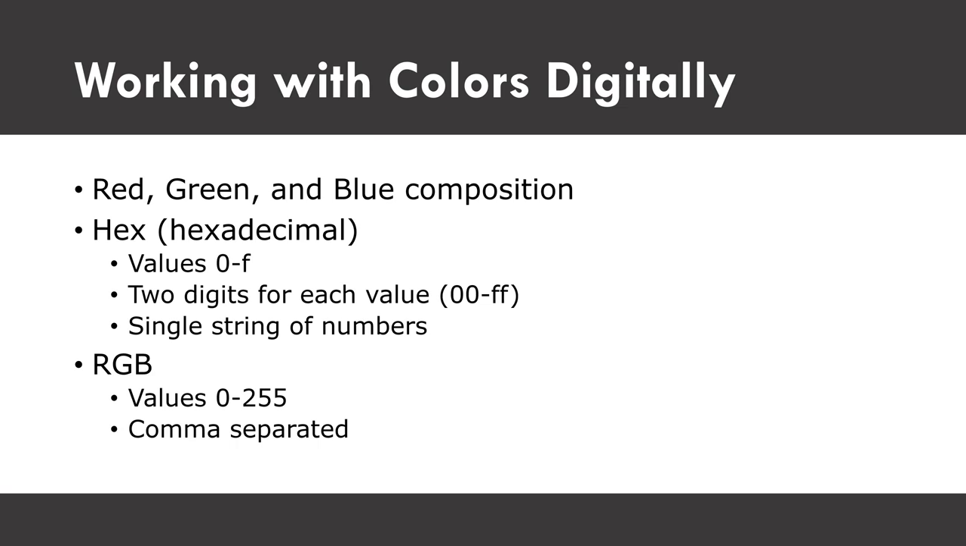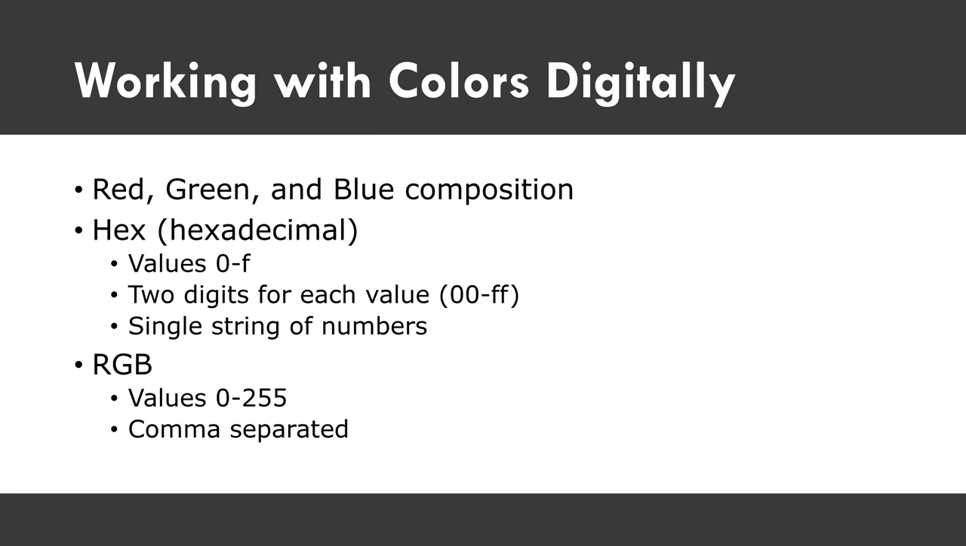On the digital side, colors are composed of 3 elements: RGB, red, green, and blue. This is how our computer monitors, this is how cameras, this is how pretty much everything captures the light around us. Red, green, and blue color channels. Those three together make up all of the colors that we see on our computer screen.